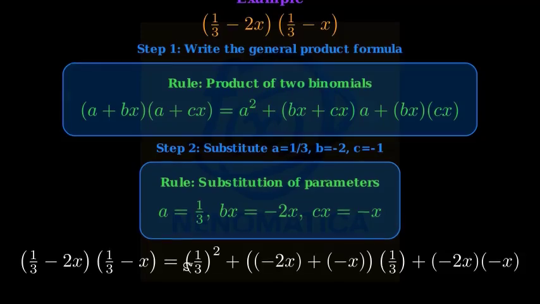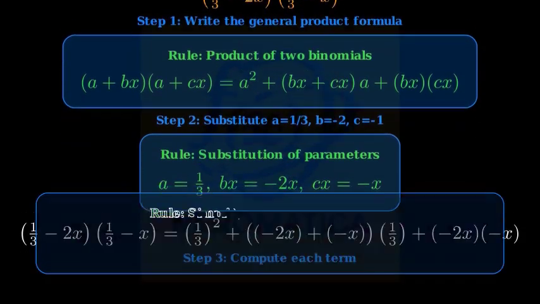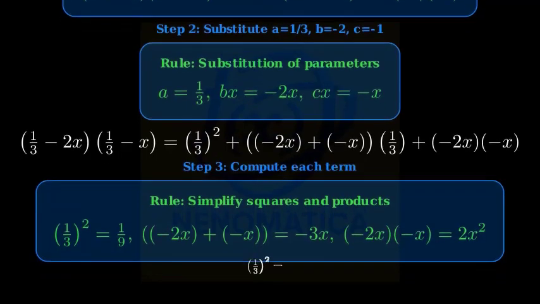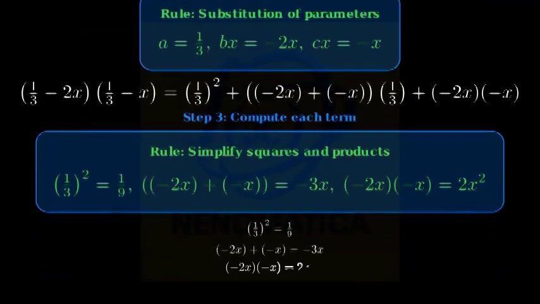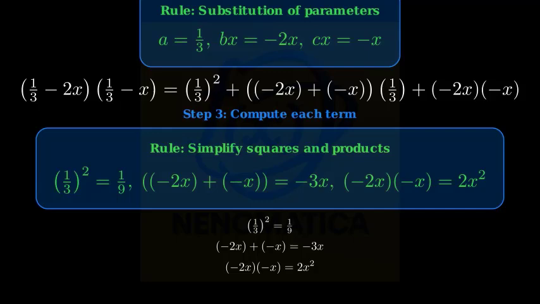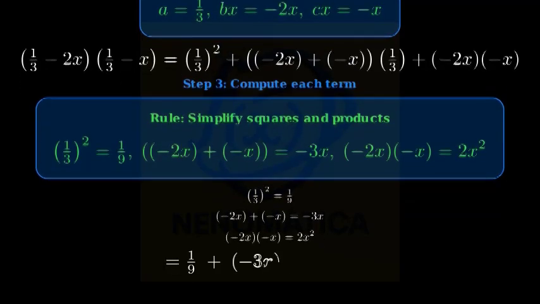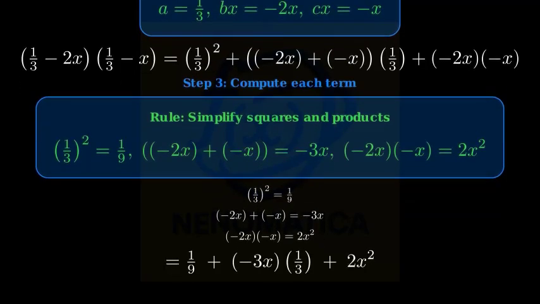For step 3, we'll compute each term in our expression. (1/3) squared equals 1/9. -2x plus -x equals -3x. And -2x times -x equals +2x squared. So our expression becomes 1/9 plus (-3x) times 1/3 plus 2x squared.